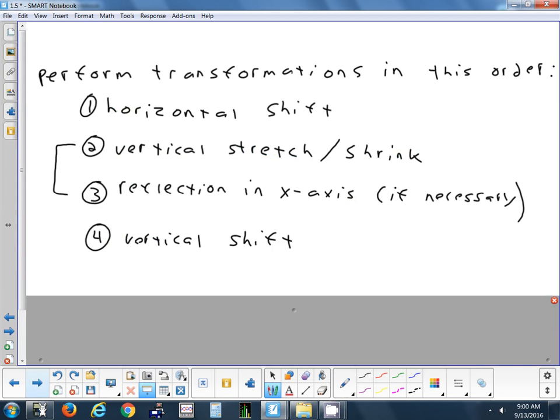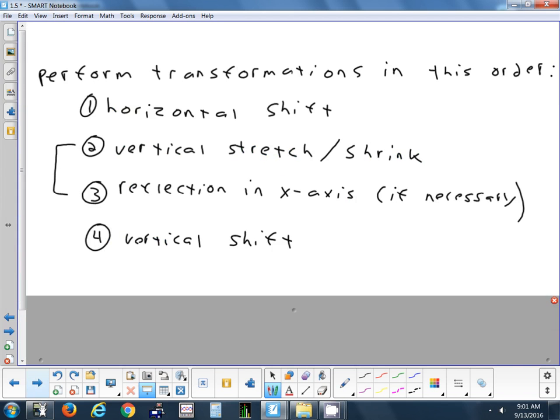Okay, we are not doing horizontal reflections in this section. But if you were, they would be the next thing we would look at. Okay, but for this section, just worry about your horizontal shifts.